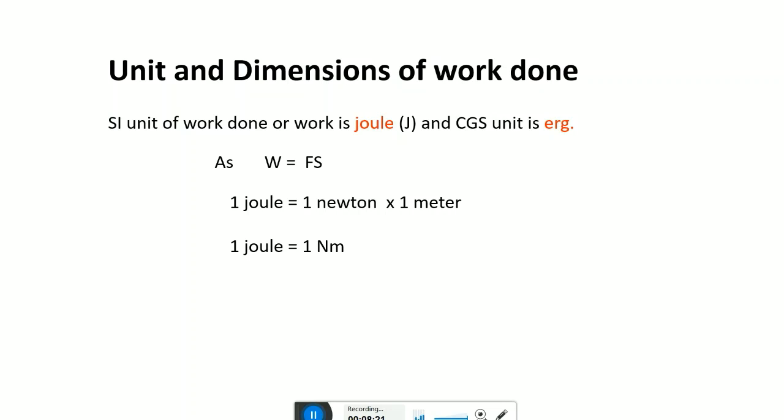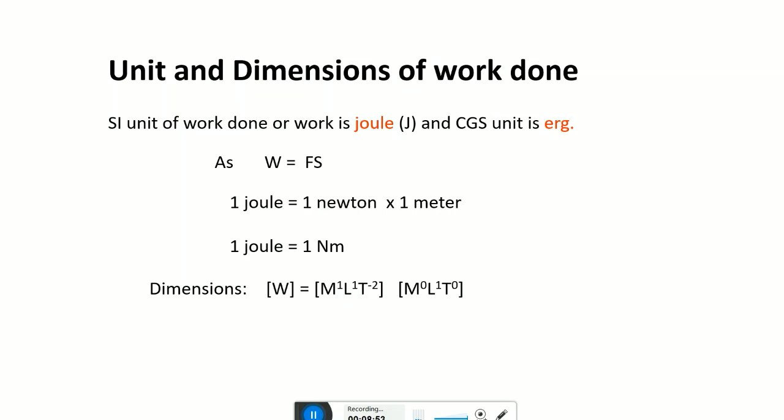Thus, work done by the force is said to be 1 joule if a force of 1 Newton displaces a body through 1 meter in the direction of force. Then dimensions. From the above equation, that is W is equal to Fs, as we know the dimensions of force and dimensions of displacement, then we can calculate dimensions of work done.